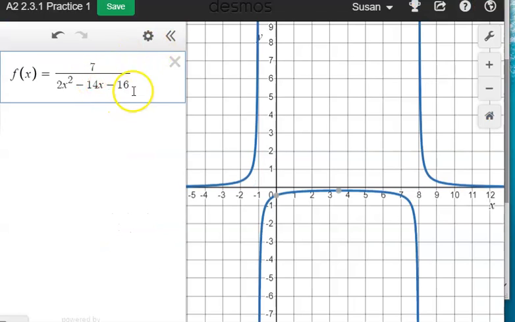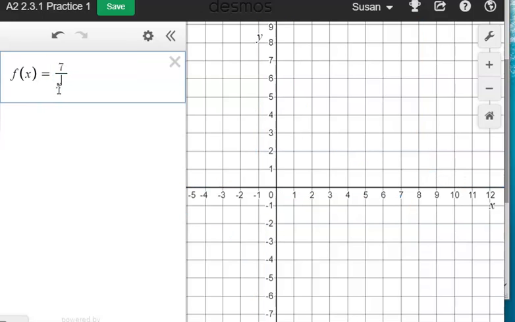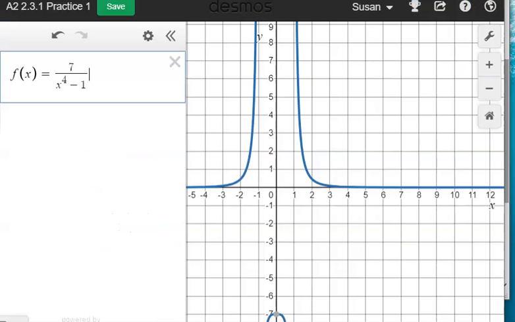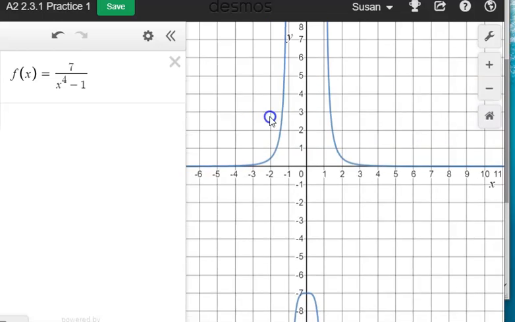And let's put that one in. So we have x to the 4th minus 1. I think it's right. Let's double check, make sure I copied that right. Yeah, x to the 4th minus 1. All right, so here is my graph.